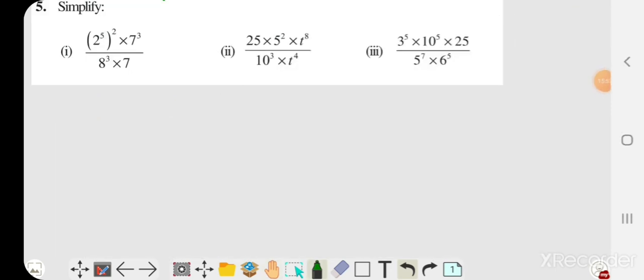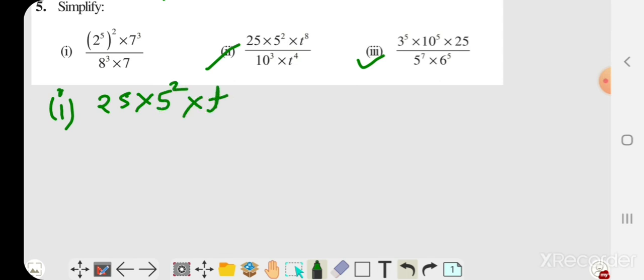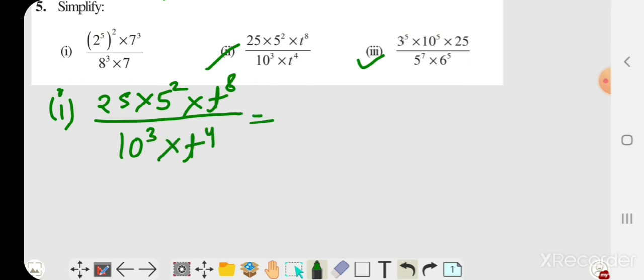I'll do part second and third. Here we also have to simplify by using laws of exponent. Obviously it is 25 into 5 square into t raised to power 8 upon 10 cube into 10 raised to power 4. Here at first we will write all the terms in the form of this power of prime numbers.